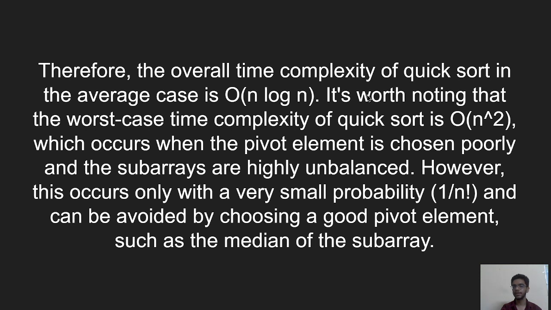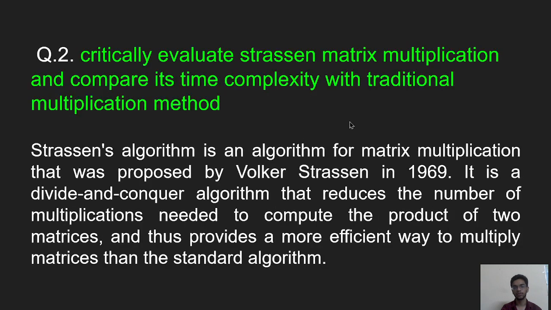It is worth noting that the worst case time complexity of quicksort is O(n square), because the pivot element is chosen poorly. Now we can say that if the pivot element is at the leftmost position, and every time it is dividing the array into two parts, where one part is of size 1 and the other part is of size n minus 1, then how can we divide the problem into balanced parts? So that's why it is O(n square).